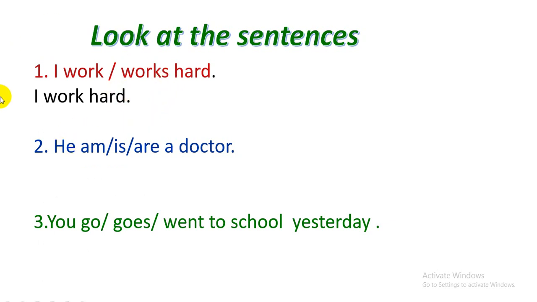Look at the second one. With he, we will take is because we use am after I, and if the subject is plural, we use are. The answer is he is a doctor. Finally, in the third one, we have to choose went as it is the example of past simple tense because there is an adverb yesterday.